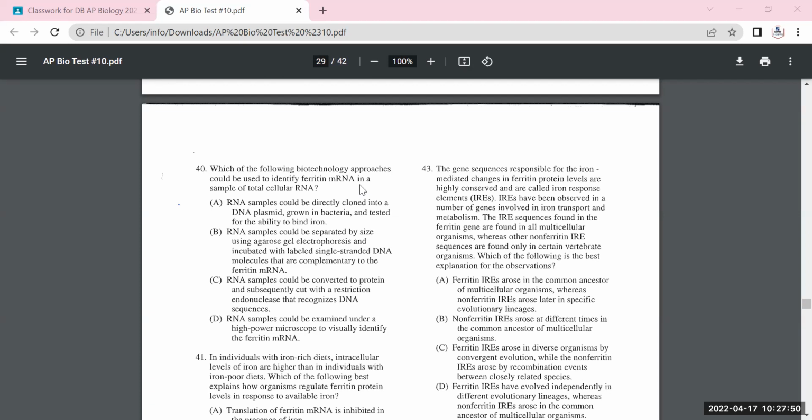Okay, so you have your full RNA, right? How can we essentially isolate just ferritin mRNA? Again, if you know where ferritin is, it should be fairly easy to find it, right? You can just cut it, and then separate it based on size using gel electrophoresis.